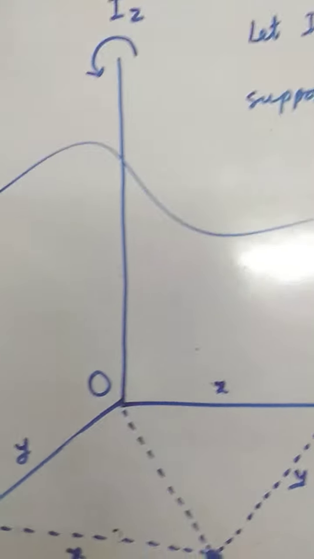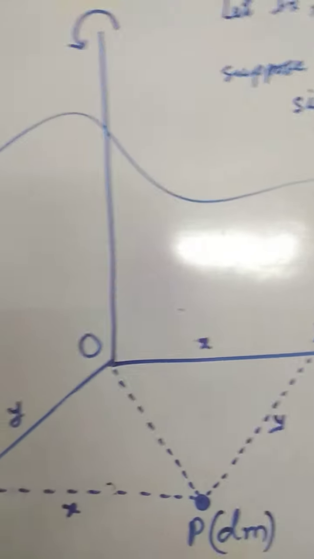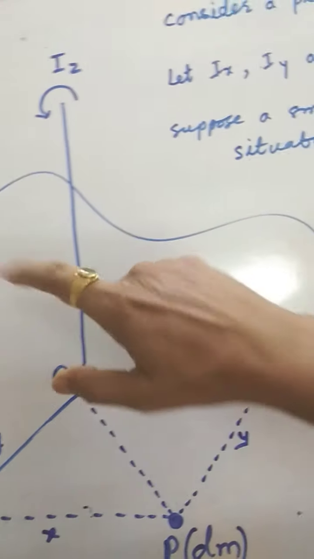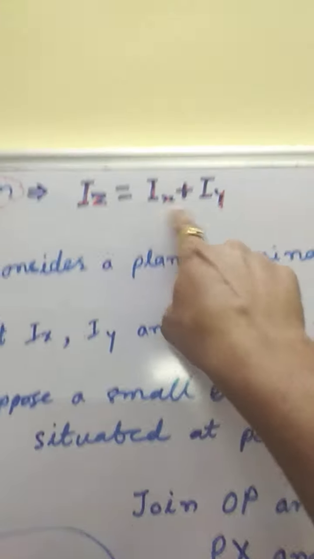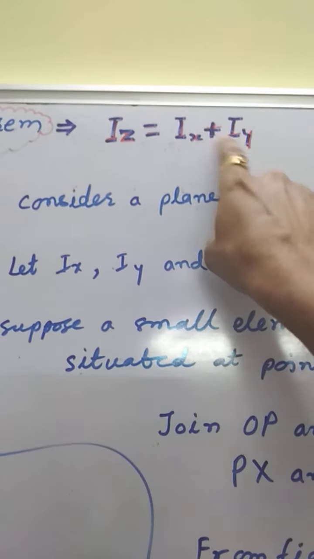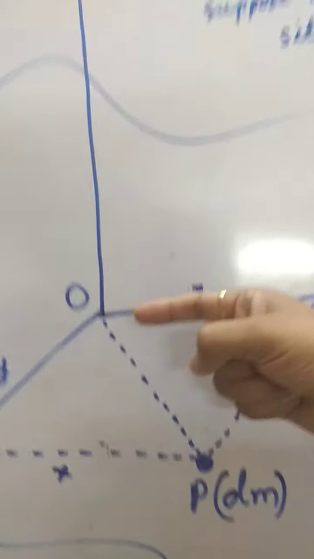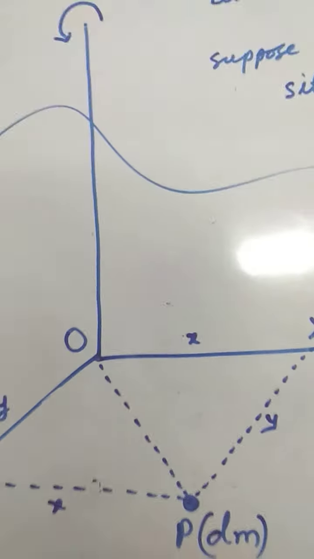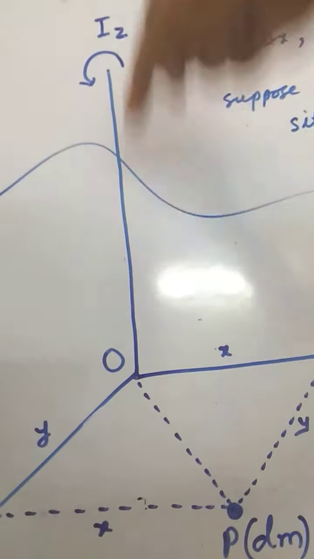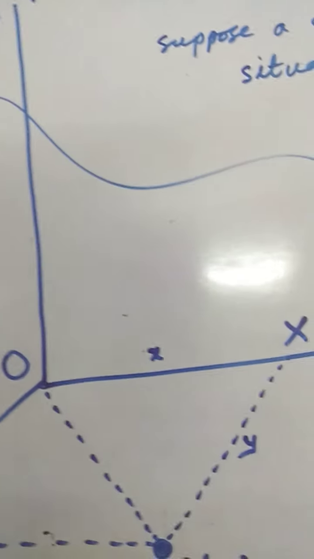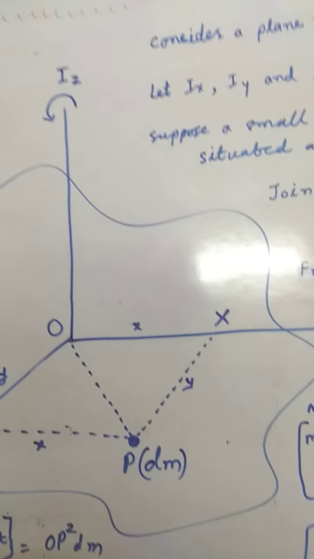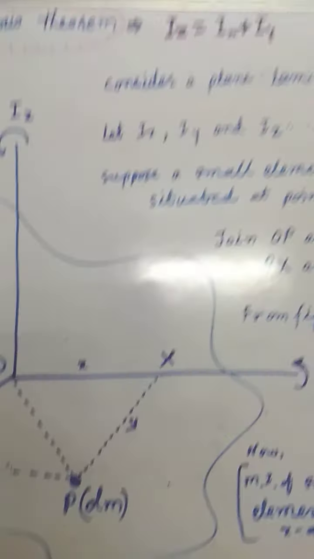So what is the statement of this perpendicular axis theorem? Moment of inertia of a plane lamina about any axis which is perpendicular to the plane is equal to the sum of moment of inertia about two mutually perpendicular axes. So here x-axis and y-axis are perpendicular to each other, so they are intersecting at a point where the perpendicular axis cuts the lamina. So this is the principle of perpendicular axis theorem, that is Iz is equal to Ix plus Iy.